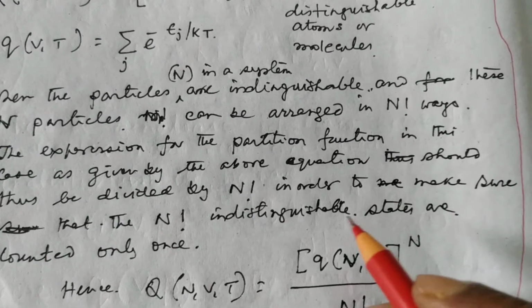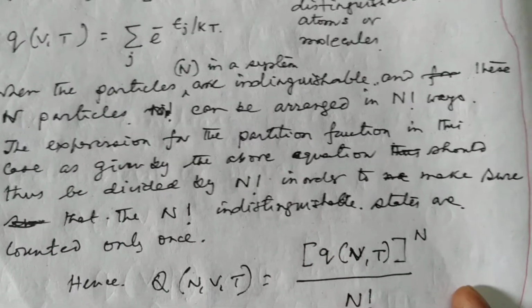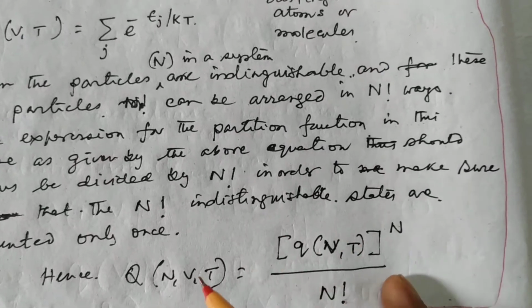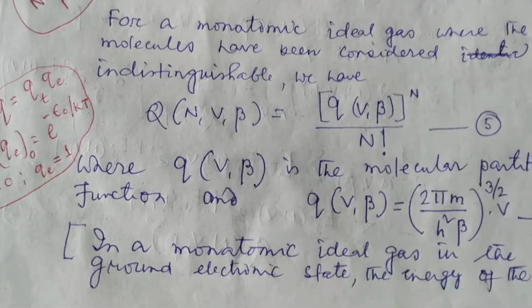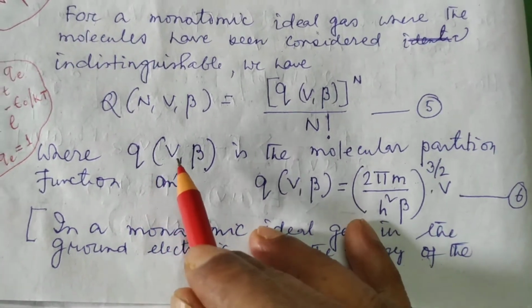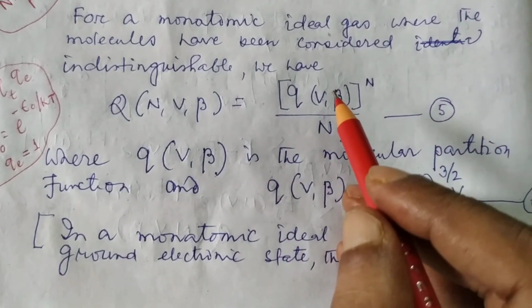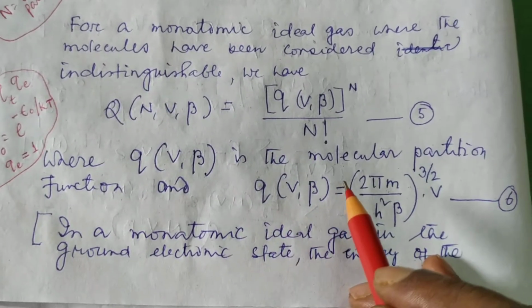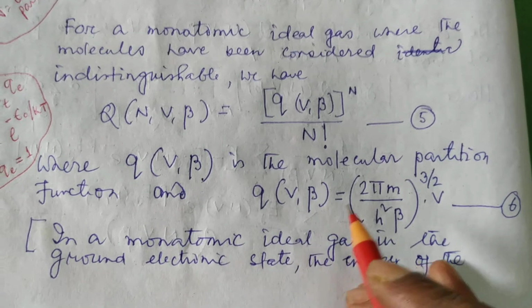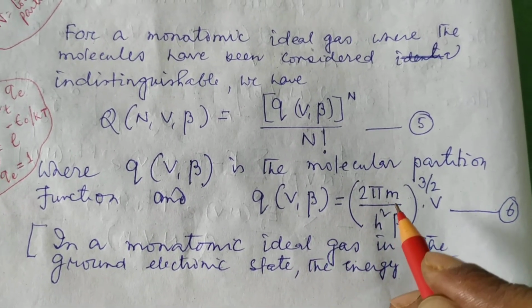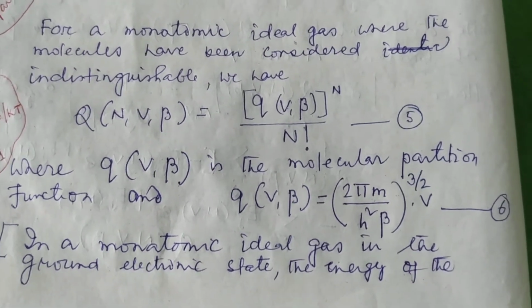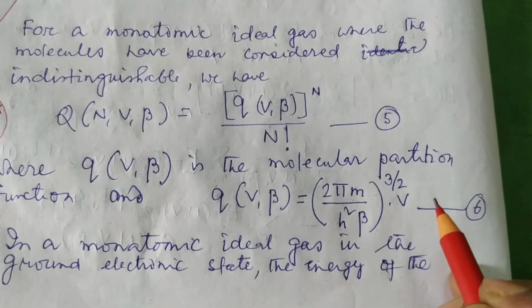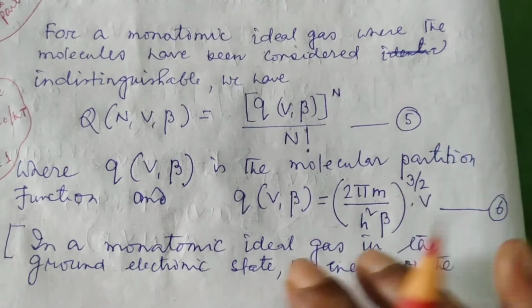So for a perfect gas, if there are N molecules, then the partition function of the system will be equal to q(V,T) to the power N by factorial N. Here q, the molecular partition function, is equal to (2 pi m by h square beta) whole to the power 3 by 2 into V. This is equation number 6. Why is this so?